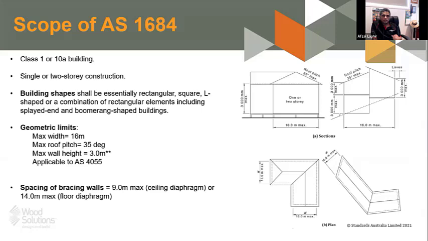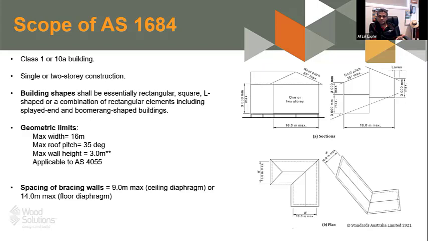So I'll start with the scope. Now, this was covered in the previous session by Lex, but just to recap and to put it in the context of bracing: class 1 and 10A building, single or two-story construction, building shapes can be rectangle, square, L-shape, or a combination of them. Maximum wall height is given as 3 meters, but that's measured at a common external wall. And the code permits up to 3.6 meters, where appropriate consideration is given to the effect of the increased wall height on racking forces, bracing wall capacity, et cetera.